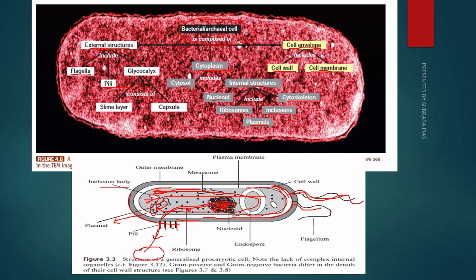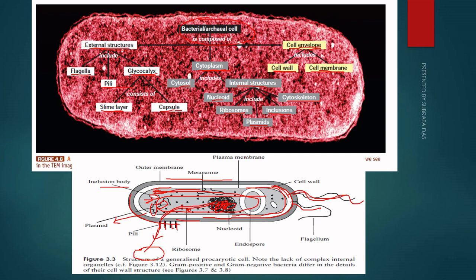Another thing in the external structure is the glycocalyx. Glycocalyx is the sticky component present outside of the cell wall. The glycocalyx can be a slime layer or a capsule. If the glycocalyx is held very tightly, it is called a capsule, and if held very loosely, it is called a slime layer. The main role of the glycocalyx is to stick to a surface, so it helps the bacteria attach to surfaces.